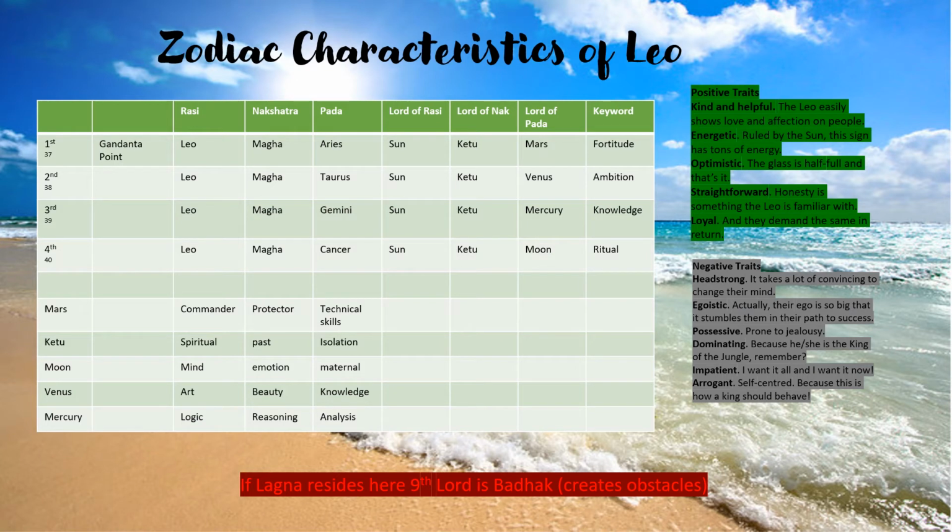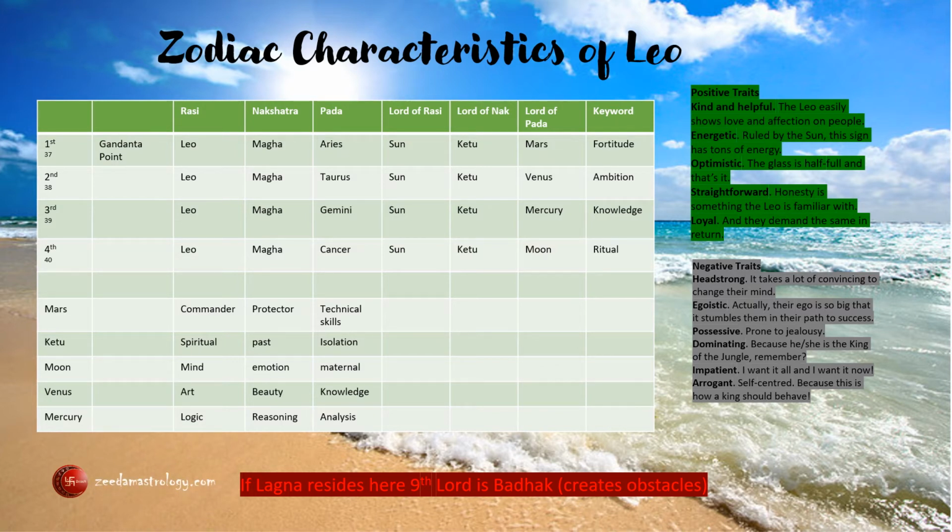These are some of the characteristics of the Leo zodiac sign, and it's a summary. We've just gone through the Gandanta point in Leo, which covers the padas in Aries, Taurus, Gemini, and Cancer. There we have the lords of the padas, Mars, Venus, Mercury, and Moon, and the keywords fortitude, ambition, knowledge, and ritual for the four padas. Looking at the planets associated with Leo, you have commander, protector, technical skills. These are things we expect from a Leo native. The positive traits of Leo are kind and helpful, energetic, optimistic, straightforward, and loyal. The negative traits can be headstrong, egotistic, possessive, dominating, impatient, and arrogant.